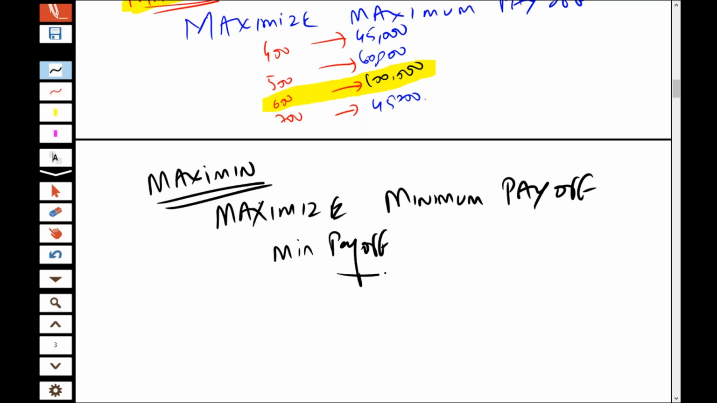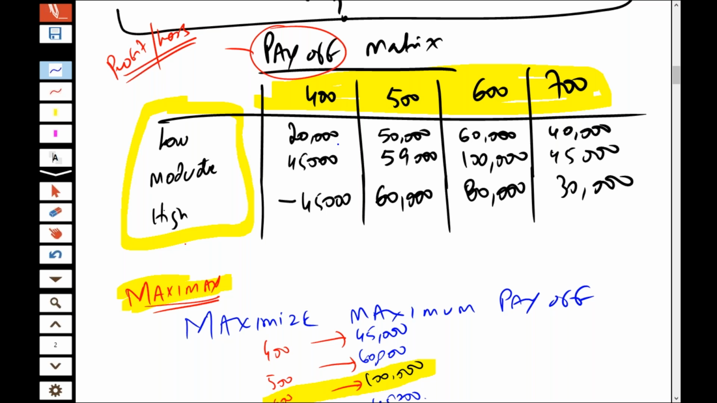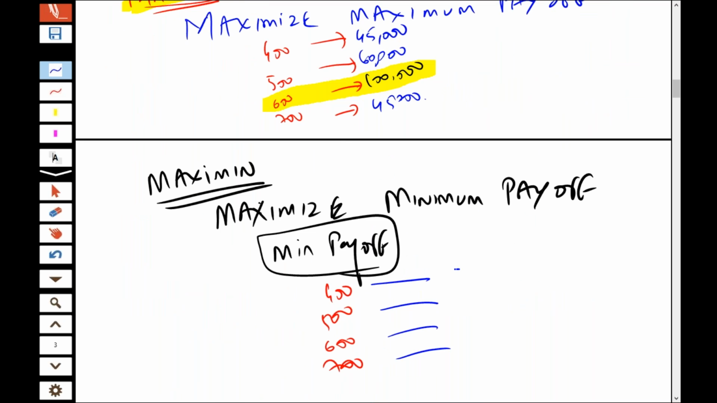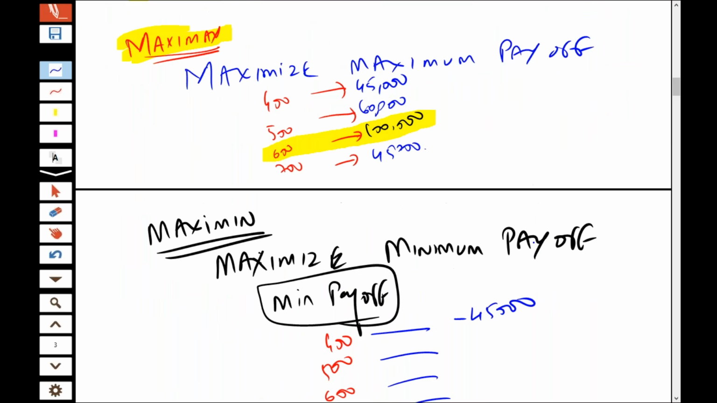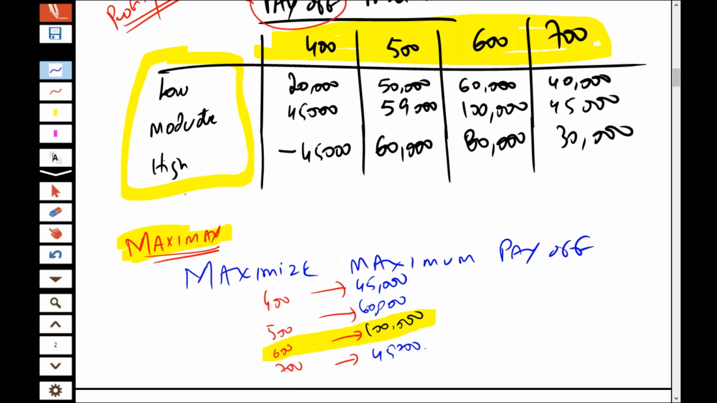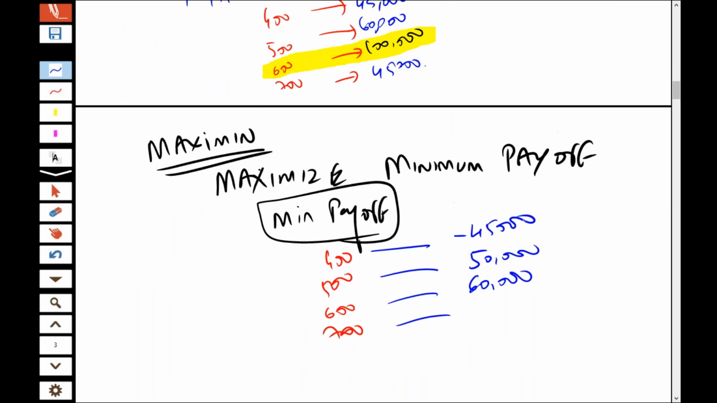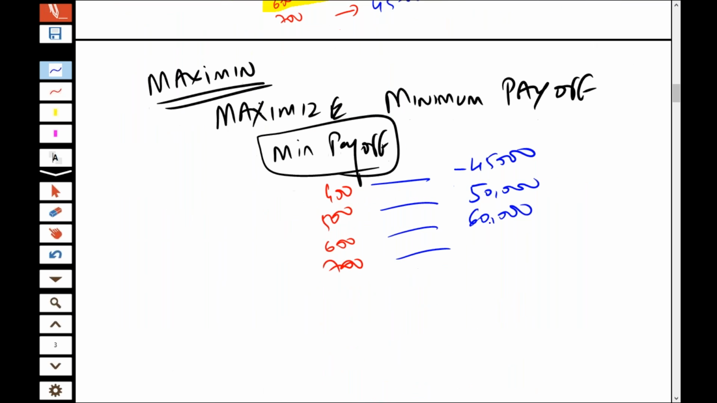So what you would do is identify the minimum payoffs everywhere. 400, 500, 600, 700. What you need to do is identify the minimum payoffs. How would we do it? You would say 400. The minimum payoff is negative 45,000. Here it is 50,000. Then 60,000 and then 45,000.